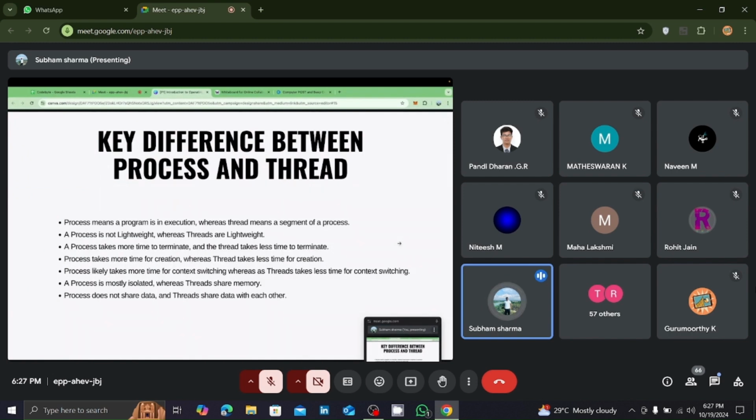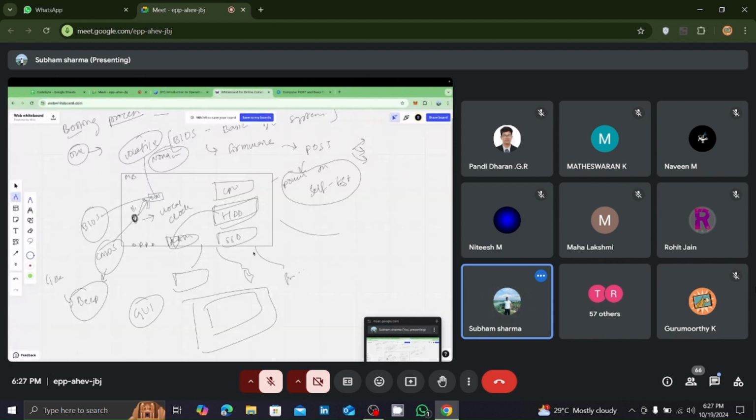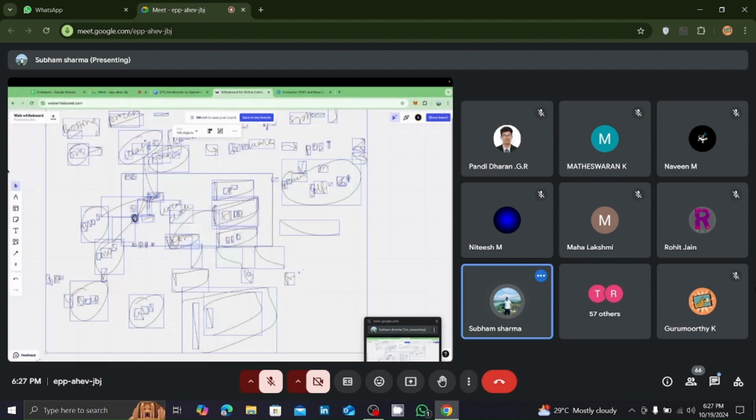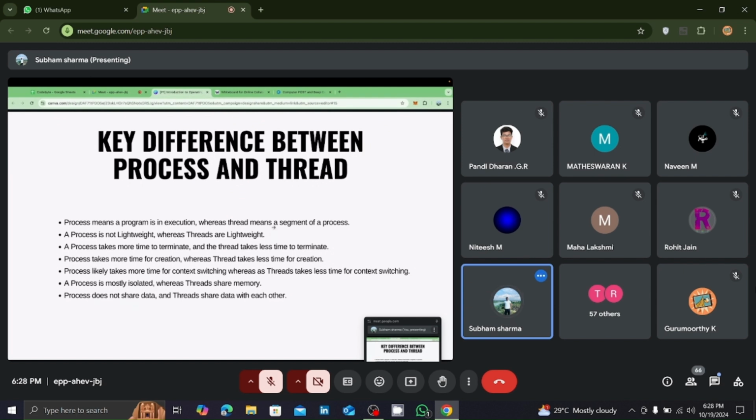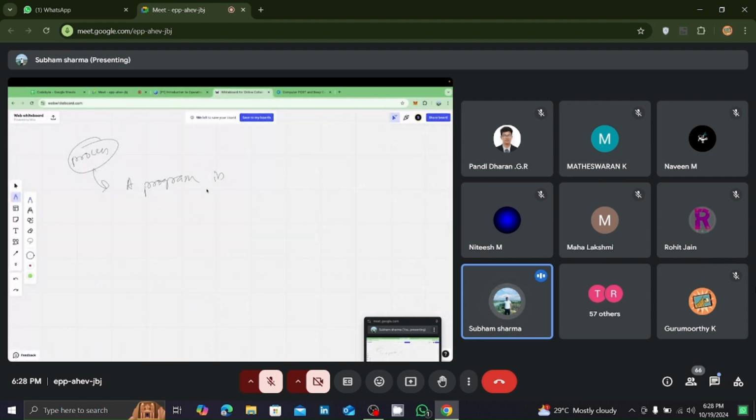Now we'll see what a process is and what a thread is. This would be covered in college, hopefully. First, we'll see what a process is. A process is nothing but a program in a running state, or a ready state, somewhere around that. A process is a program that is in execution.